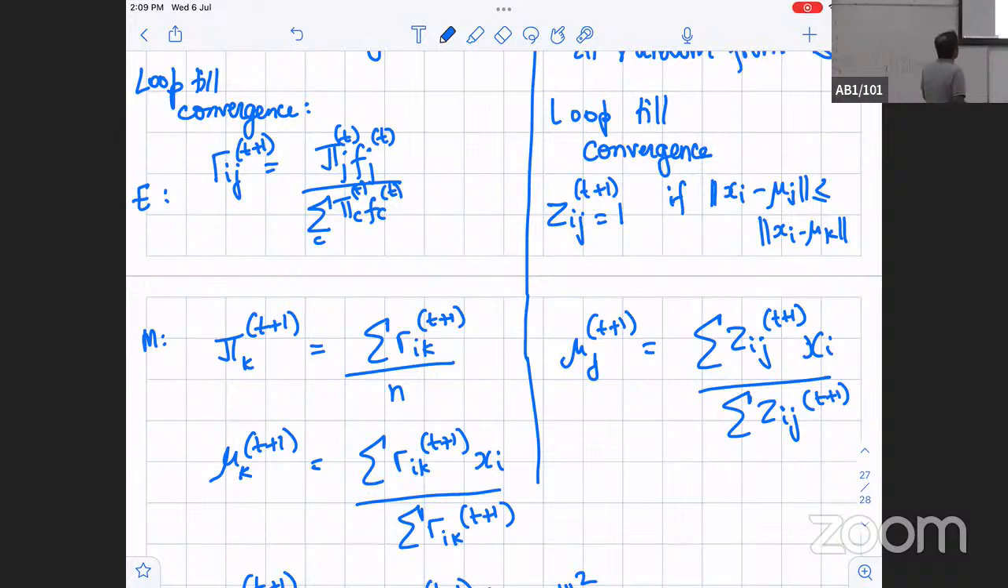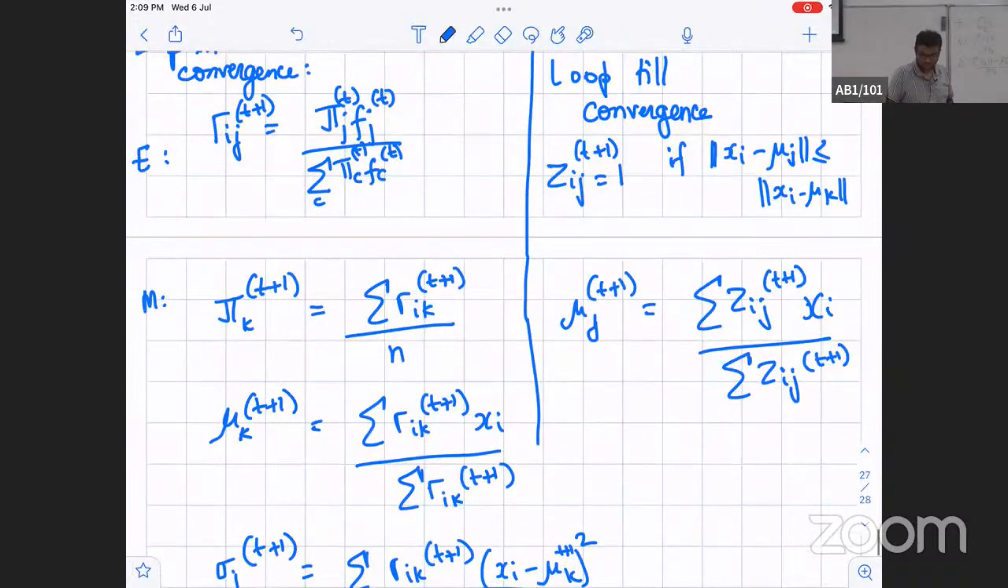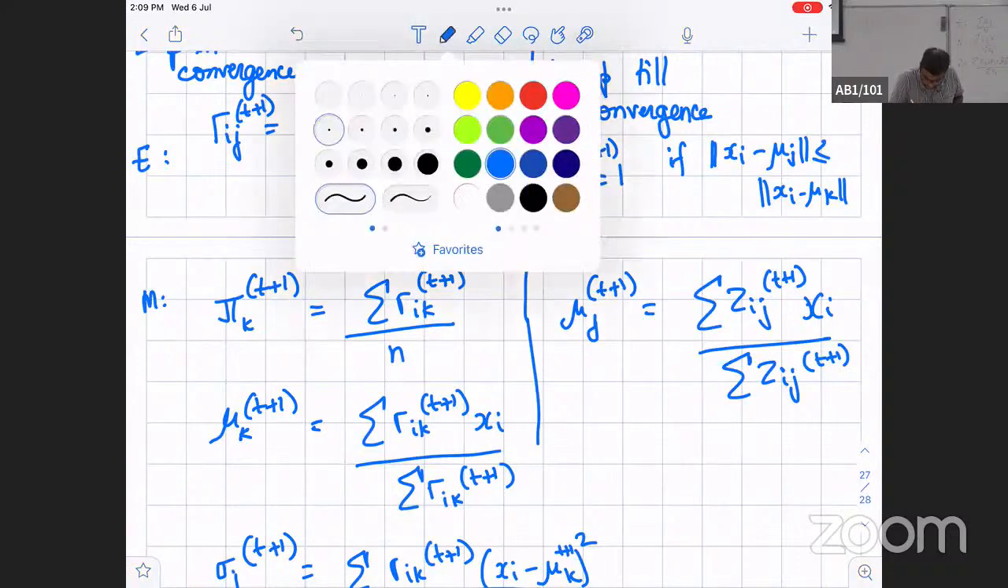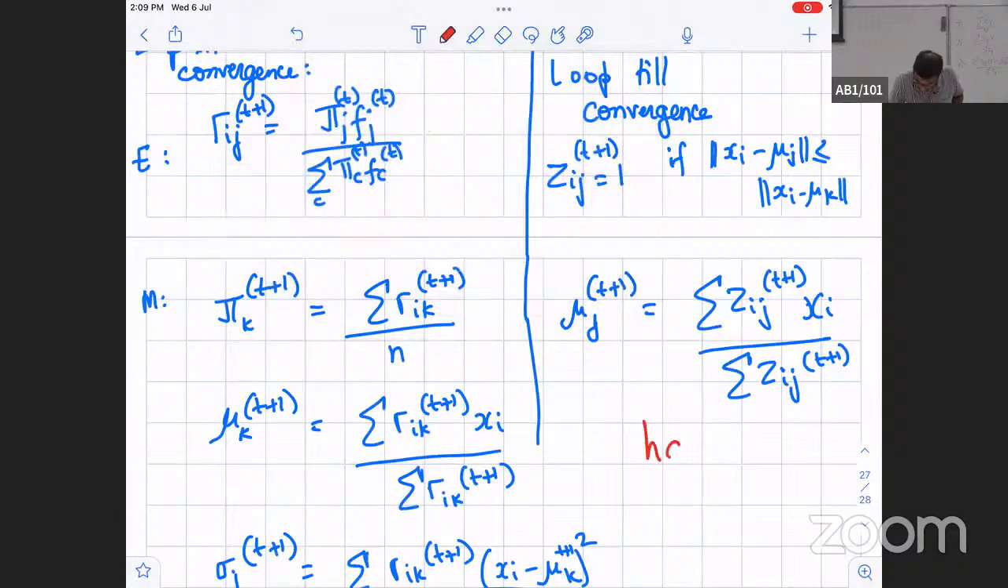And then here there is no computation of pi and all these. You don't compute pi k of t plus 1, etc. Somebody is asking a question. Okay, so yeah, this is the difference. Let me write it in a different color. This is called hard assignment.